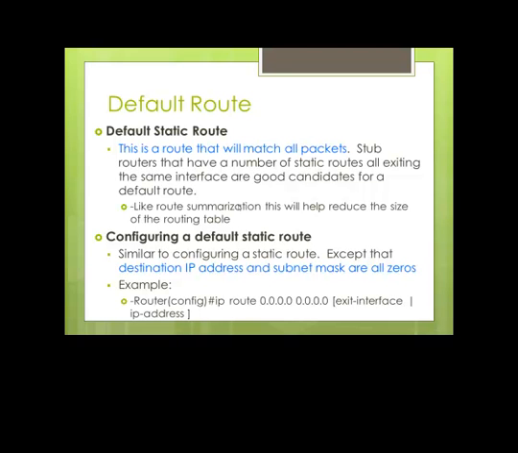Configuring a default static route is very similar to configuring a regular static route, except for the fact that we use the quad 0 format. So we do an ip route 0.0.0.0 0.0.0.0, then either an exit interface or an IP address. Since we're using the quad 0, any packet that is destined for this router will meet this criteria, will meet this route, and it will use this to forward packets.